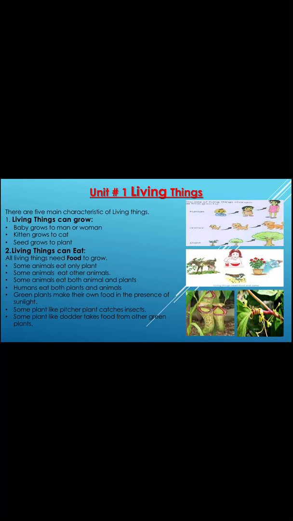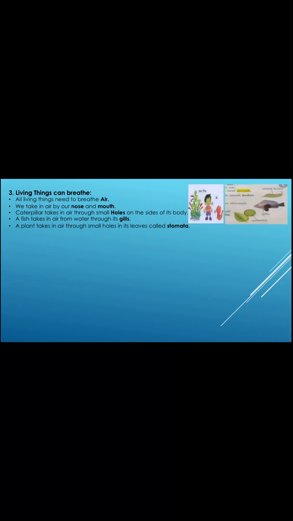Green plants make their own food in the presence of sunlight, by the process of photosynthesis. In this process, they use carbon dioxide, sunlight and water to make their food. Some plants, like pitcher plants, catch insects. What is the pitcher plant? Pitcher plants have hollow leaves which contain water. Insects enter the leaves and the plant traps them. So these plants trap the insects and eat them. Some plants, like dodder, take food from other green plants.